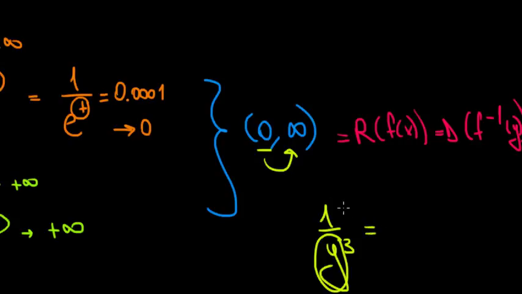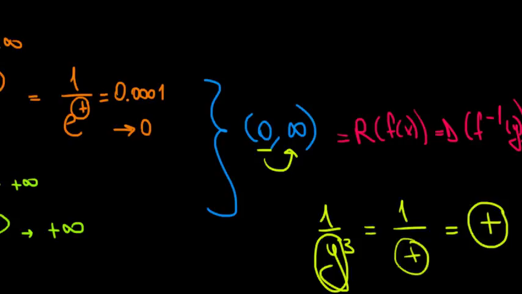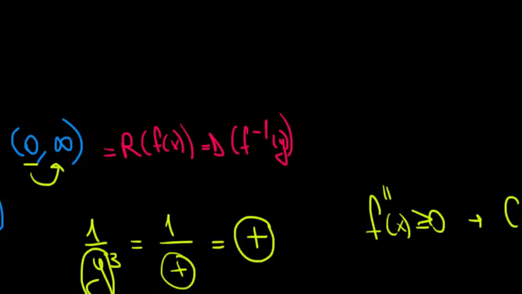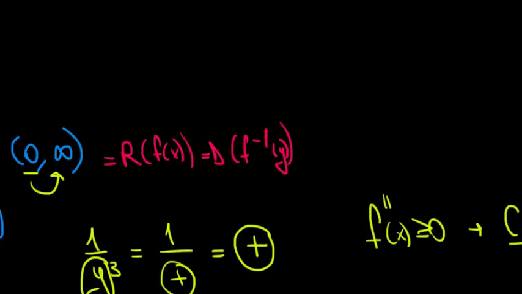Any value out of this function will be positive because it's going to be 1 divided by a positive number. So that's going to be a positive result. And what did we say? When a second order derivative is positive, what kind of function do we have? If the second order derivative is positive, well, in that case we have a convex function. So the function that we were looking for is convex. And that's the final answer. We are done.